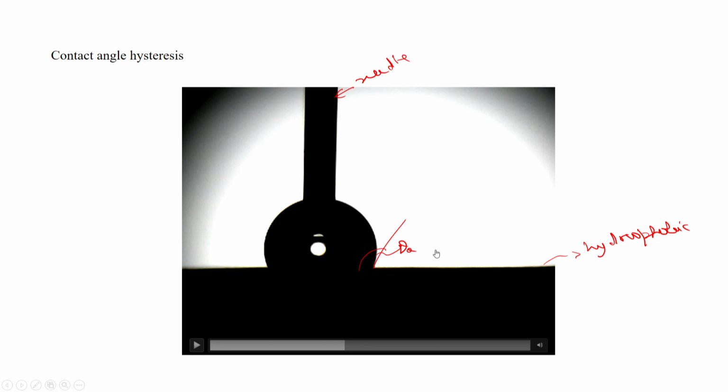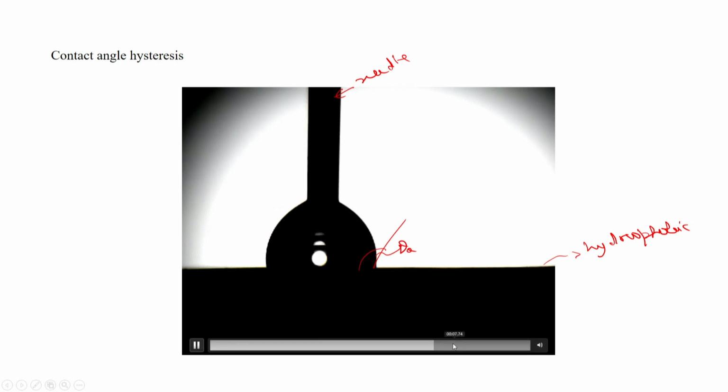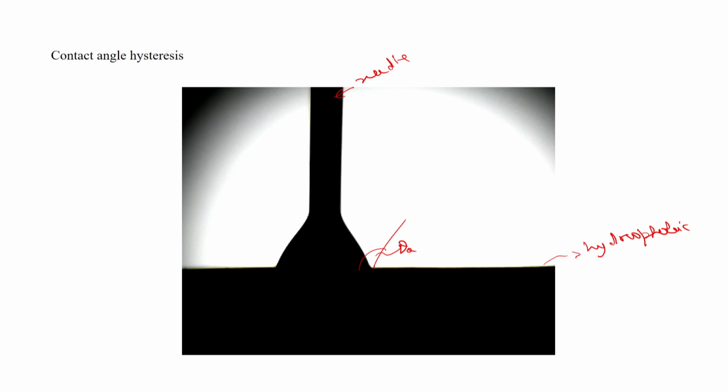So, this angle is actually different from the angle over here when it is receding. Let me go back here. You can see here in the receding phase the contact angle is much smaller. This is the contact angle during the receding phase, theta r. So, theta a is much greater than theta r. This is called contact angle hysteresis.